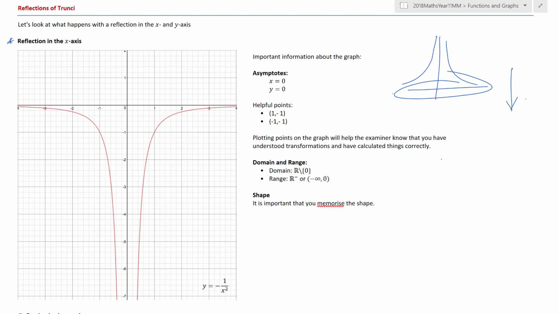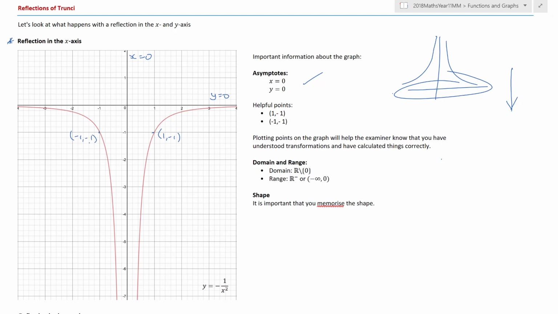Now, important information, same as with rectangular hyperbolas. When you are reflecting or dilating, the asymptotes do not change. So that's awesome. So I can automatically write down my asymptotes are x equals 0 and y equals 0. So there's y equals 0 and there's x equals 0. And my helpful points now, because we're reflecting the x-axis, my y values will go negative. Okay? Or if they're already negative, they go positive. So just be careful there. There we go. 1, -1. And -1, -1. So there are my helpful points written on there. I need to do that for my examiner.